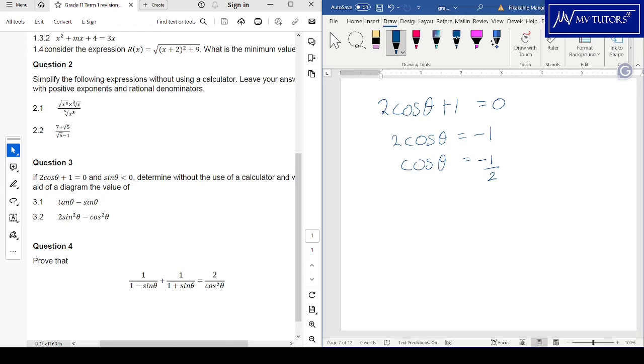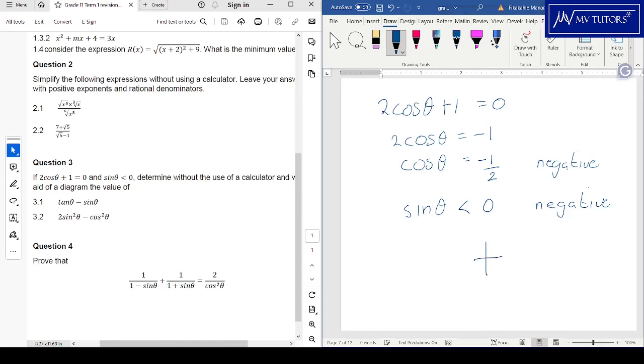So I can see that I'm looking for a quadrant where cos theta is negative, and also sine theta. This means sine theta is negative as well, because this condition says it's negative.